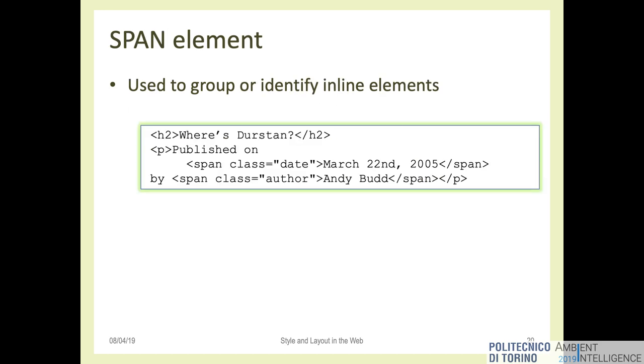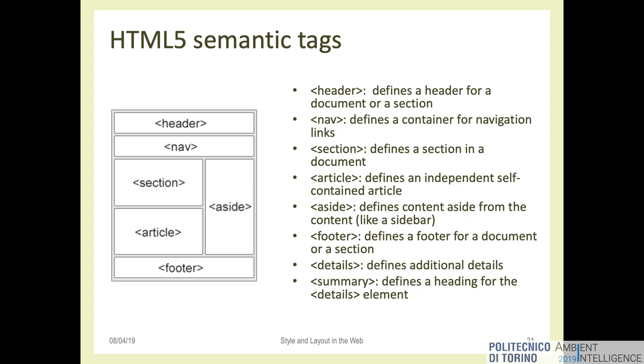The other element is the span, used again to group elements together, but inline. So you want, for example, to identify or to give some style to a date. So inside a paragraph, you put a span with class date before March 22, 2005, for example, or around the author of the element to give a semantic meaning to some portion of text. And so, for example, you can add some style on every author in the page, maybe by changing the color or something like that.